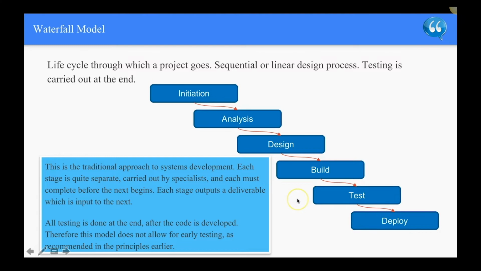So this is the traditional approach to system development. Each stage is quite separate, carried out by specialists, and each must complete before the next begins. Each stage outputs the deliverable, which is input to the next. All testing is done at the end after the code is developed. Therefore, this model does not allow for early testing as recommended in the principles earlier.